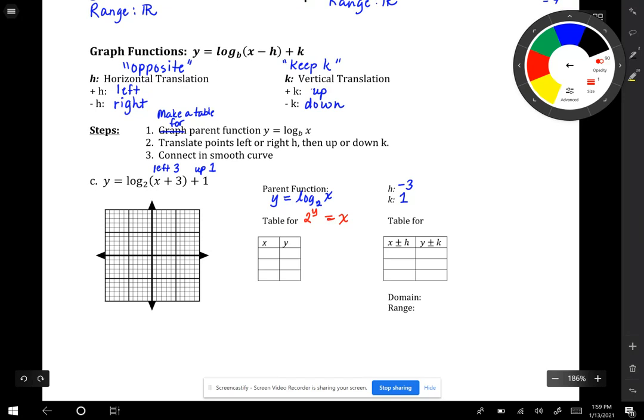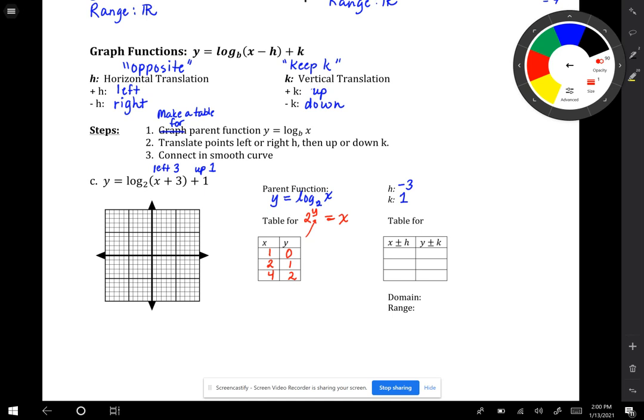Choose y values. So I'm going to pick 0, 1, and 2. It doesn't matter if you don't pick negative numbers. It really doesn't matter. And then we are going to find what x is. So replace each of the numbers for y in your equation right here. So 2 to the 0 is 1. 2 to the first power is 2. And 2 to the second power is 4. But we're not going to graph that.